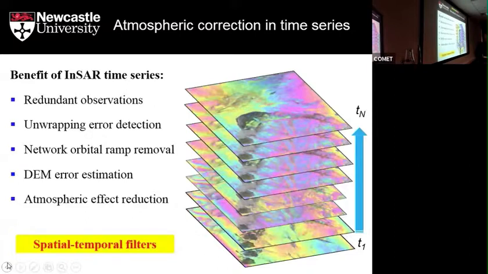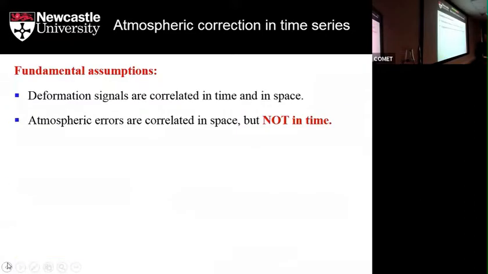There are 2 fundamental assumptions in the time series analysis. The first is the deformation signals are correlated in time and in space, so you can estimate it. But the atmospheric errors are correlated in space but not in time. So we can use the temporal filter to filter out the atmospheric errors in time. So that's the assumptions for time series.